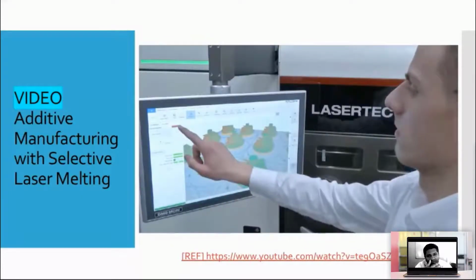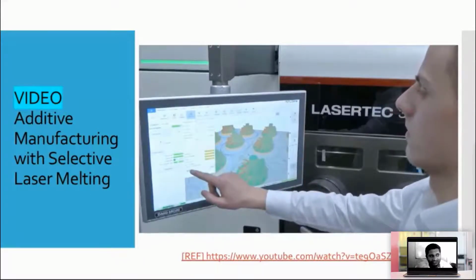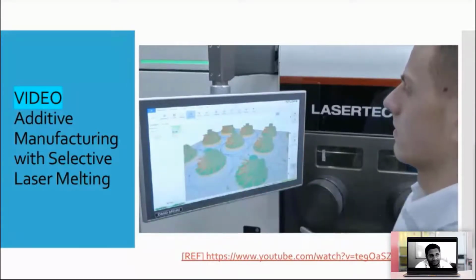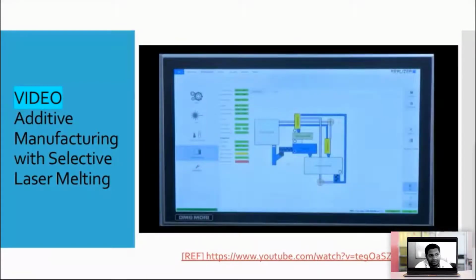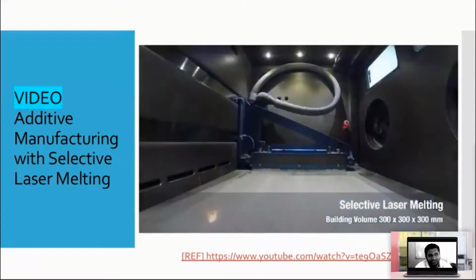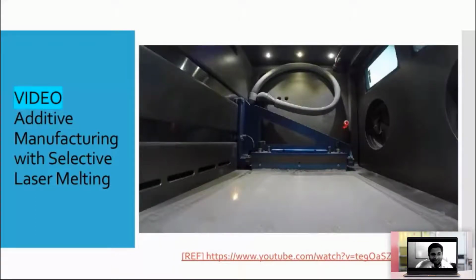So they imported the model into the machine. The machine is going to create layers. Now the powder is being fed into the machine. This is the powder bed, and the laser is striking the powder now. Here you can see the laser striking the powder in the form of the impeller shape. This is sintering, and it produces heat energy. Here you can see the heat energy in the form of sparks.